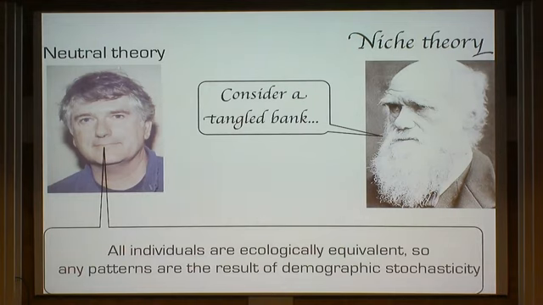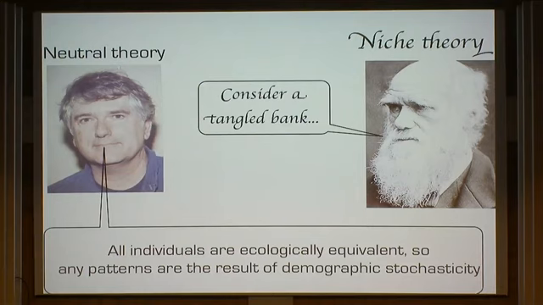And at the other end of the spectrum is neutral theory, which was proposed by Steve Hubbell, who put forward a mathematical theory that says that all individuals are ecologically equivalent, so any patterns that we see are just the result of demographic statistics. So if you have some species which are rare and some which are common, that's just because of ecological drift.